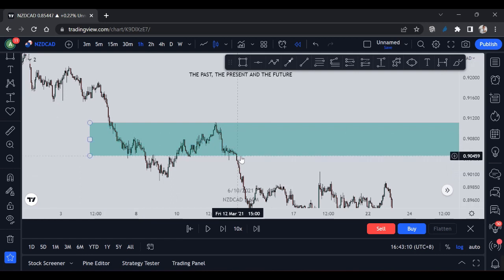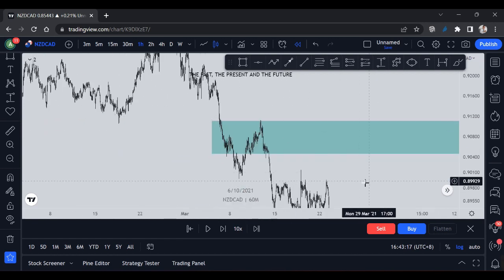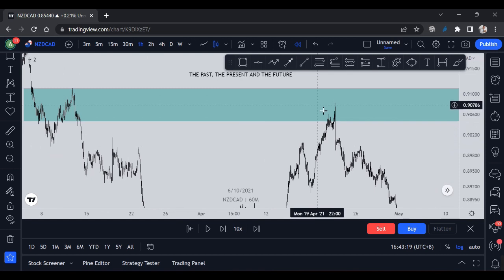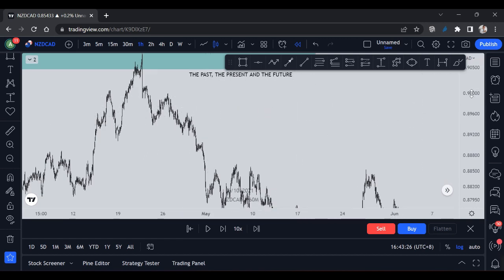So what does it mean? It means that you are actually on the right path. All right, it's on the right path. So this QML, it works very well. I can tell you, it works very well. You can see that the price came back and then tapped onto the zone and then continued going down again a lot. All right, not a little bit, a lot.